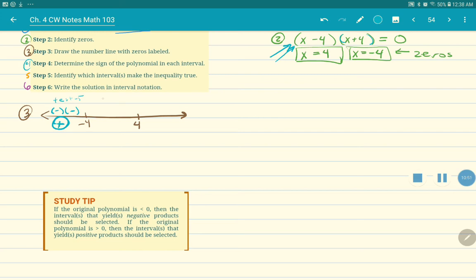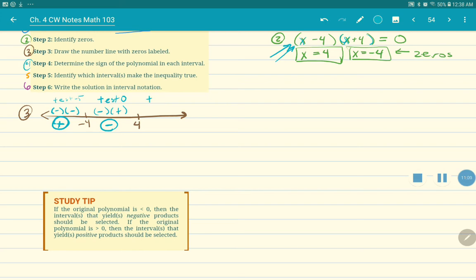And then my next interval, I could test something between -4 and 4. So I'm going to test 0. 0 is always a favorite. And then when I plug in the 0 for these x's, I get negative times a positive, which gives me a negative for that whole interval.